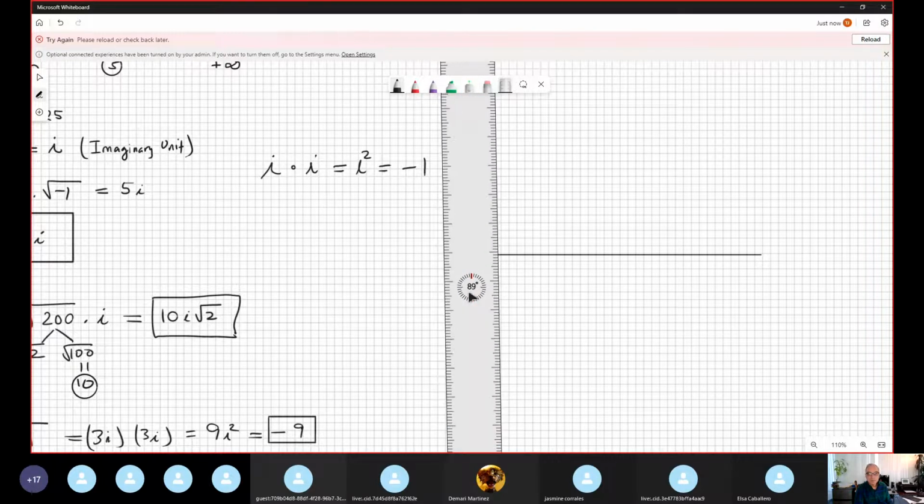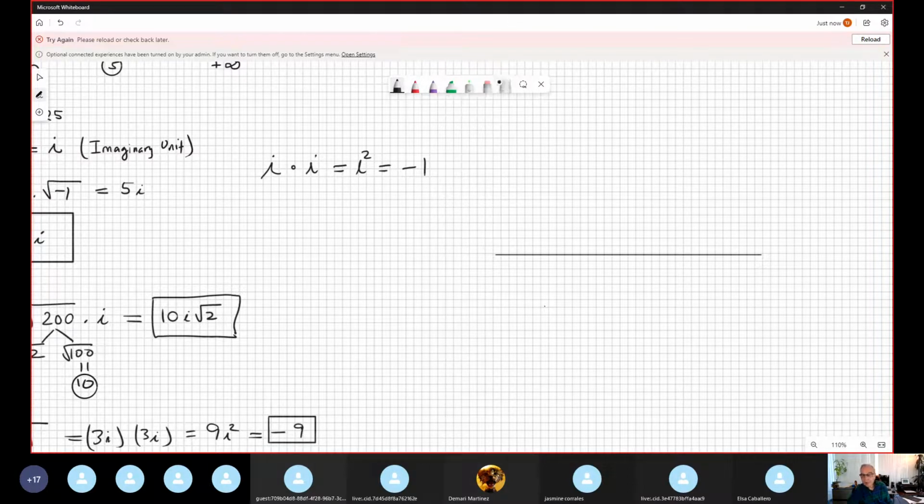Okay, this is the real number line. This is infinity positive, this is infinity negative, 0 in the middle. To the right we have positive numbers, to the left we have negative numbers. This is 1, this is 2, this is 3. This is negative 1, this is negative 2, and this is negative 3. You know very well that.